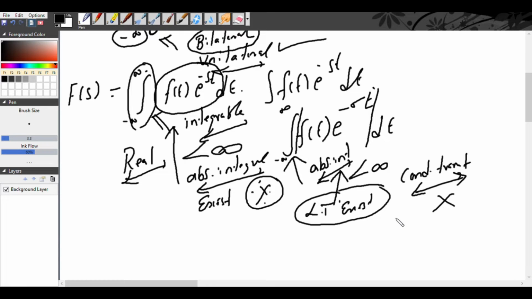The Laplace transform can be taken only if you can take the integration, only if it is absolutely integrable. Then only does the Laplace transform of that given function exist. Otherwise, no. Okay. So that's one point.